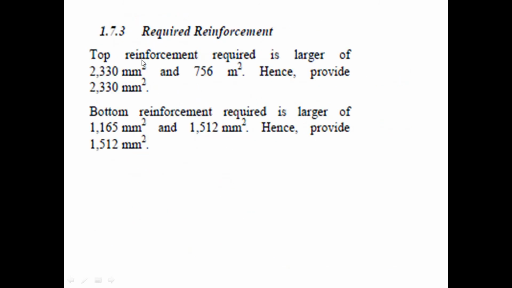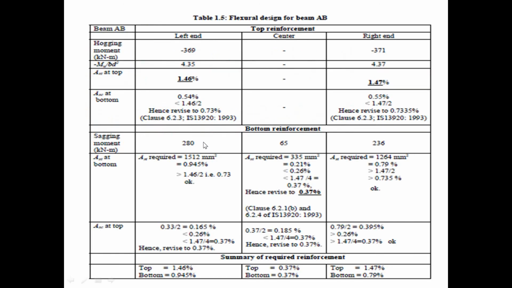Then next, the top reinforcement requirement is the larger of 2330 mm square and 756 mm square, and hence provide 2330. The bottom reinforcement required is the larger of 1165 mm square and 1522 mm square at the bottom, and hence provide 1512. Whatever the maximum value you get in terms of the area of reinforcement, you can go for the higher value. Then this is the typical flexural design chart.